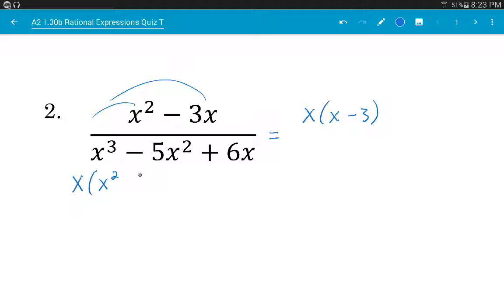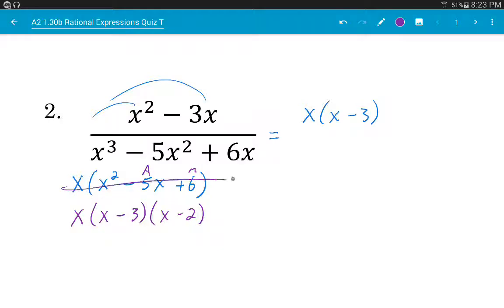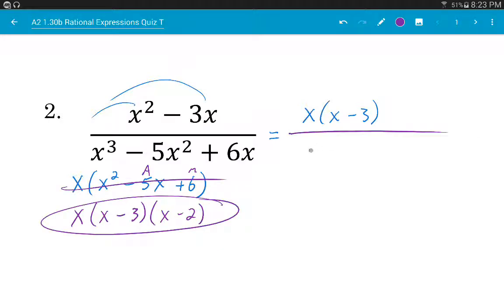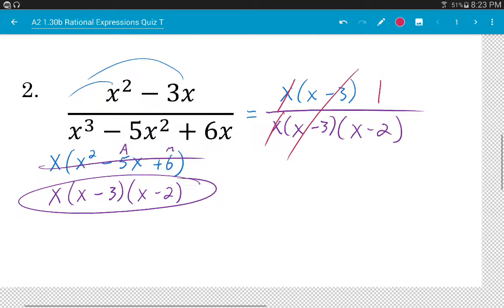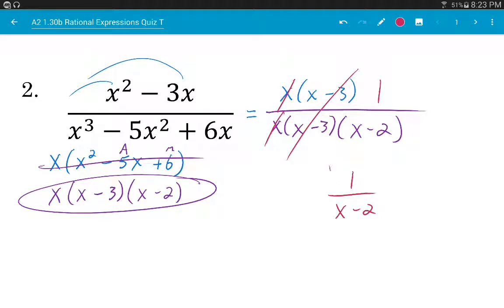X parentheses x squared minus 5x plus 6. And then this is double bubble factoring. The negative 5 and positive 6 means this is going to be negative 3 and negative 2. So my fully factored denominator is this. Now that it's all fully factored, x minus 3, x minus 2, what can I cross out? I can cross out the x's, I can cross out the x minus 3's, and when everything crosses out on one side, I leave a 1. So my final answer is 1 over x minus 2.